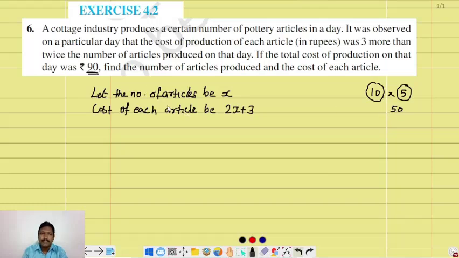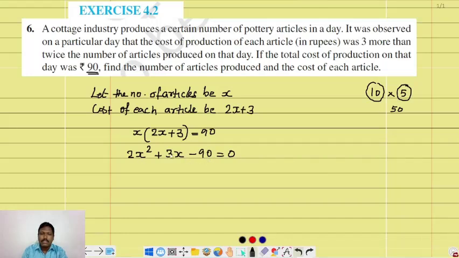So same way, the number of articles is x and cost of article is 2x plus 3. Then what happened according to the question? X into 2x plus 3 will be 90. Total cost of production is 90. Okay, now open the bracket. You will get 2x squared plus 3x minus 90 is equal to 0. That 90 you can bring this side.